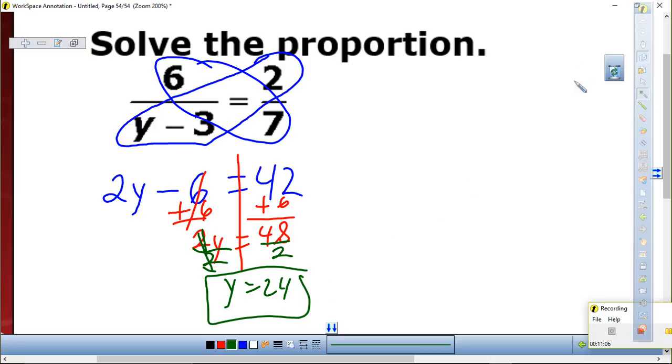Okay, do the next one by yourself. Is it going too fast? Cross multiply. So we cross multiply the 2 times the y, but now the y has a second term. So 2 times y is 2y, 2 times negative 3 is negative 6, and 6 times 7, that's 42. Yes? Okay, do this next one, please.